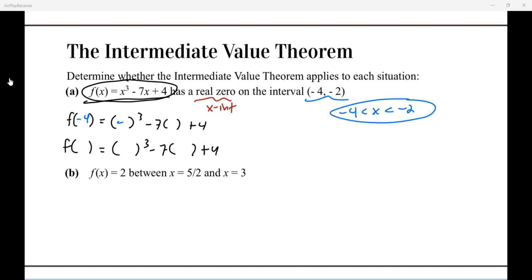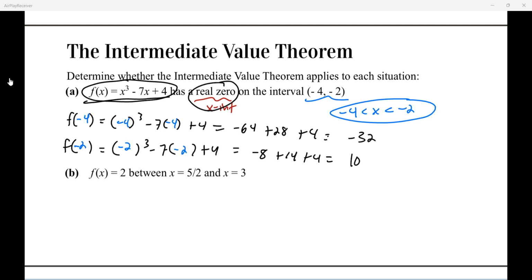If we find f of -4, first of all, we're going to get -64 plus 28 plus 4, and that ends up equaling -32 for a y value. And then if we do f of -2, we get -8 plus 14 plus 4, and that gives us 10 for a y value, right? What we're interested in is whether we have a real zero, an x-intercept, and that means y would have to equal 0 at that point, and we can see that 0 is between -32 and 10, right?